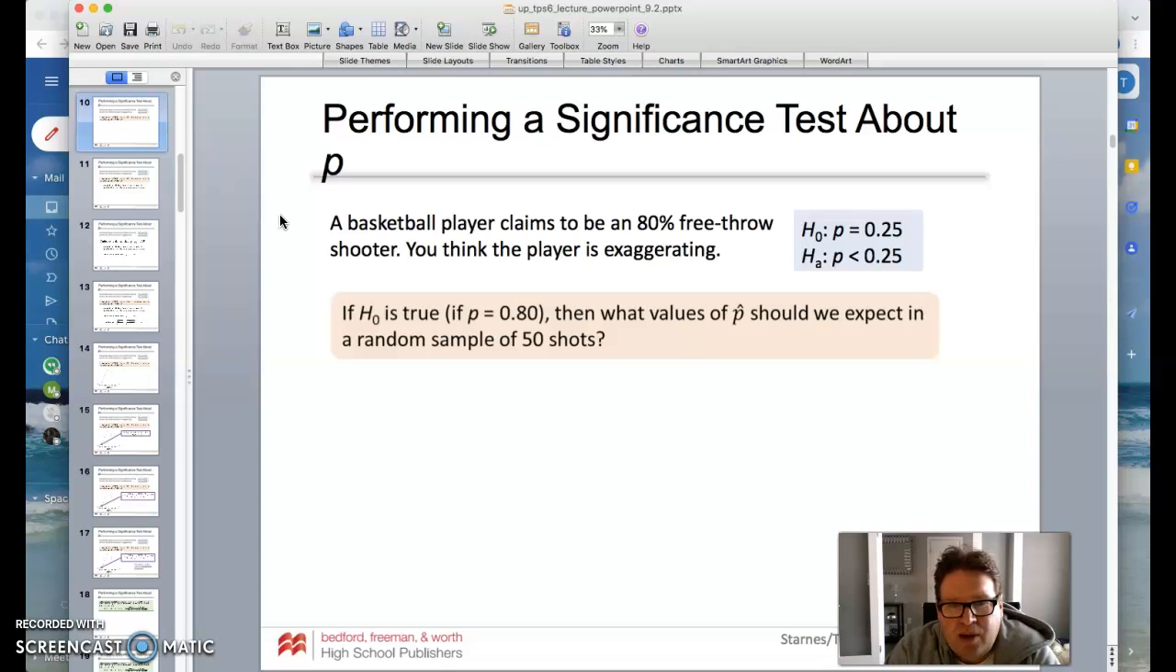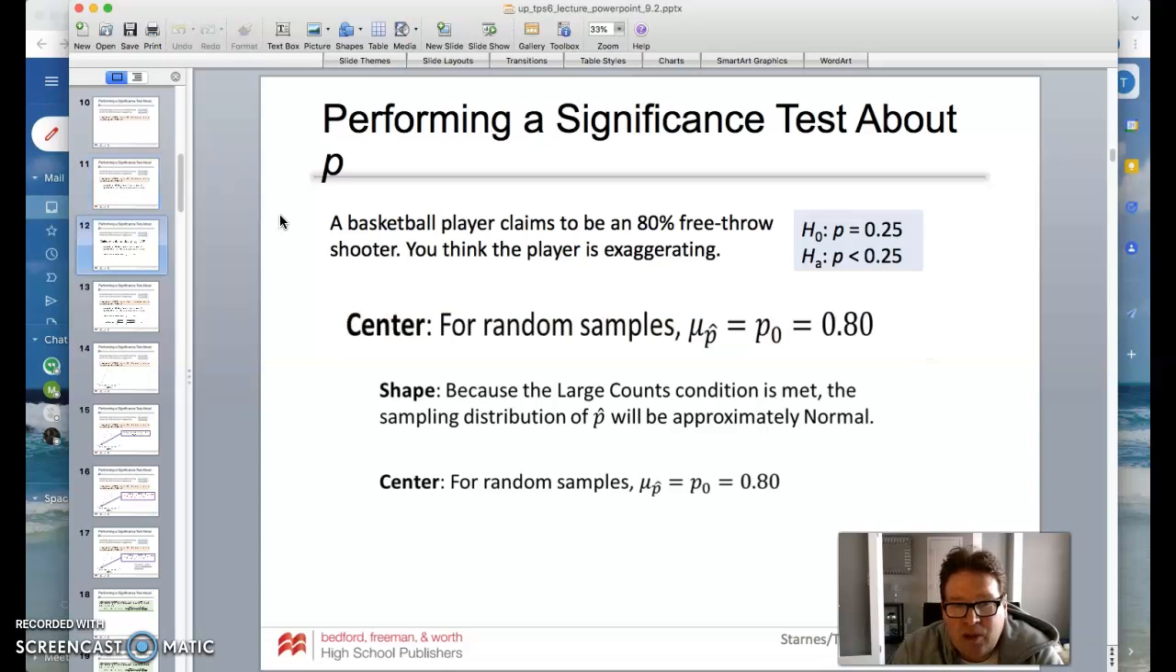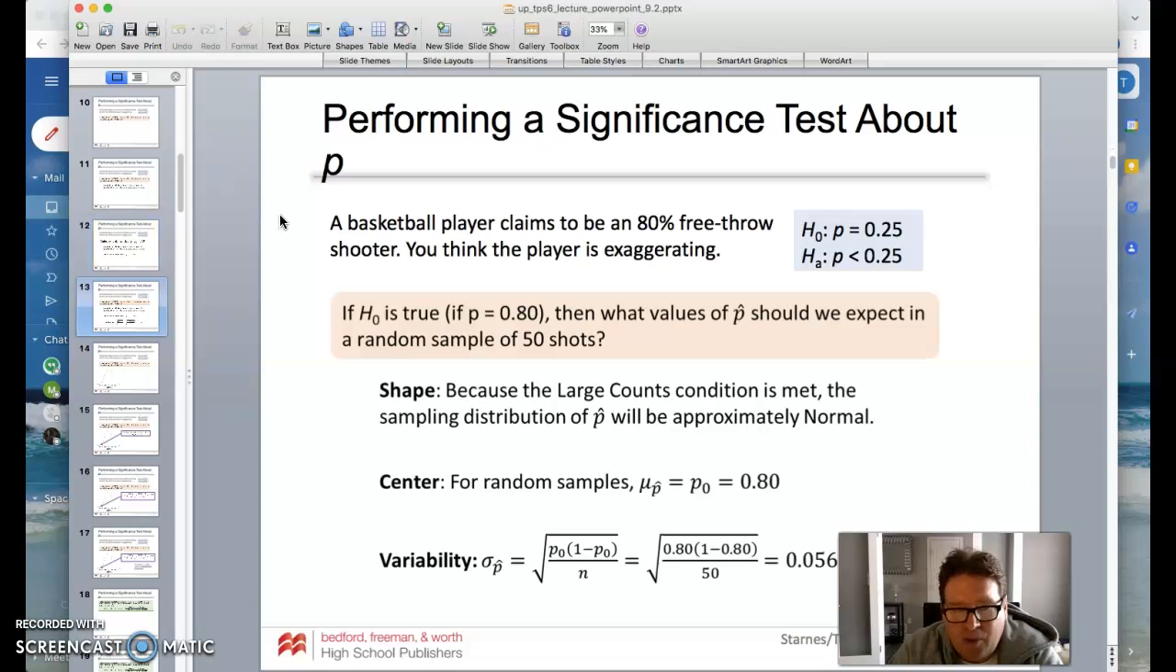So if the null hypothesis is true, then what values of p hat should we expect in a random sample of 50 shots? Well, because the large counts condition is met, the sampling distribution should be normal. So then we know the center is going to be the same as the population mean, 0.80. And then remember to use our standard deviation formula off our little sheet there. Again, we use this when we're given a proportion.